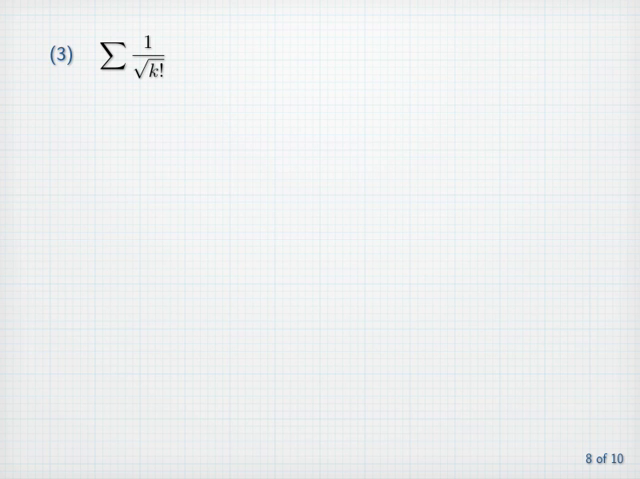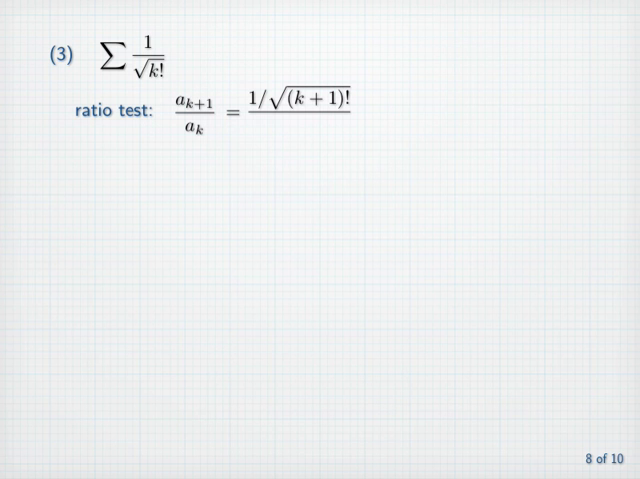Another example. Consider the sum of 1 over the square root of k factorial. We'll use the ratio test again. For this series, a sub k plus 1 equals 1 over the square root of (k plus 1) factorial, and a sub k is simply 1 over the square root of k factorial. This ratio is equal to the square root of k factorial divided by (k plus 1) factorial.